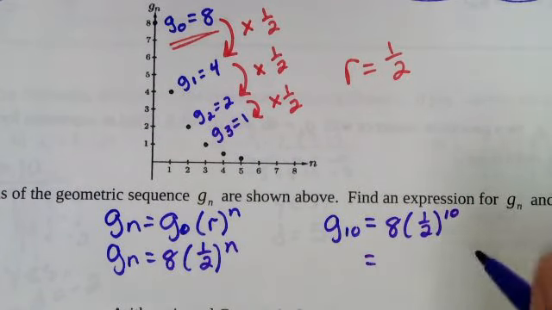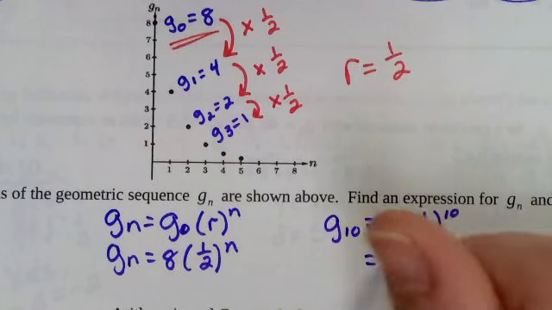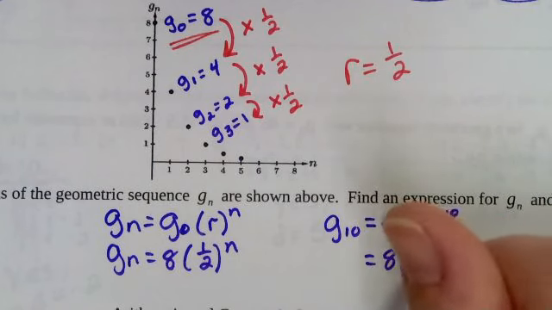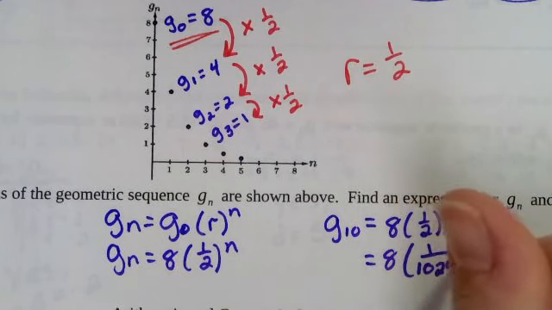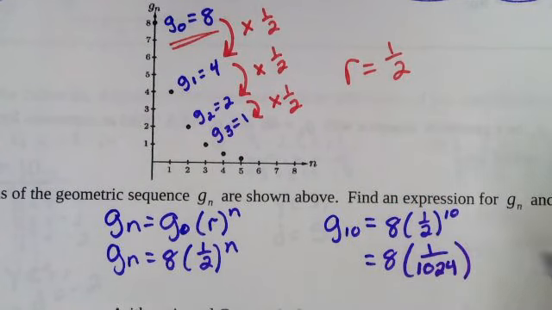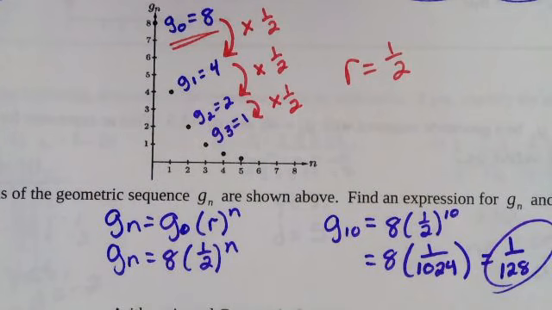And just to save us some time here, I've gone ahead and worked it out. This was 1 over 1024. And if you multiply it, you end up getting 1 over 128 when it's simplified, okay? So I would go with a simplified fraction rather than a decimal on this.